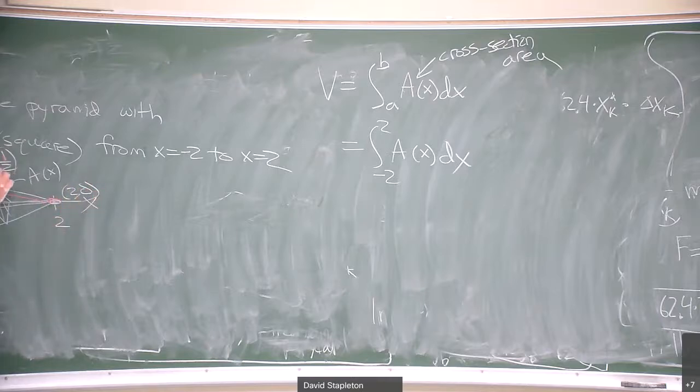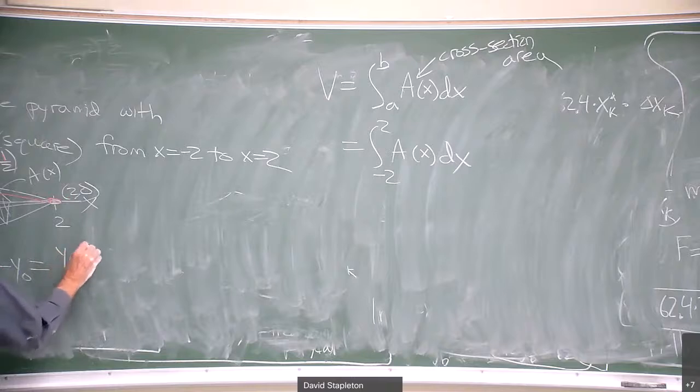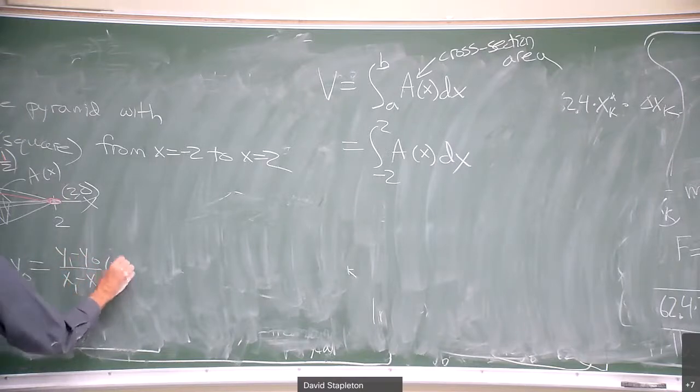We could use, for instance, the 2-point formula from algebra. Remember this one? This is not the only way. y equals mx plus b is a great way to do it too. I'll just say y minus y0 equals, you can either use the slope or the 2-point formula, (y1 minus y0) over (x1 minus x0) times (x minus x0).